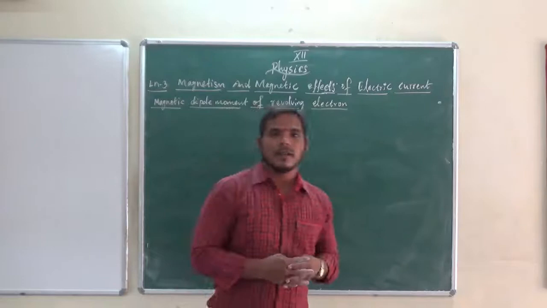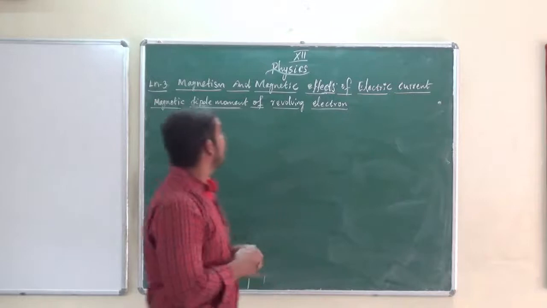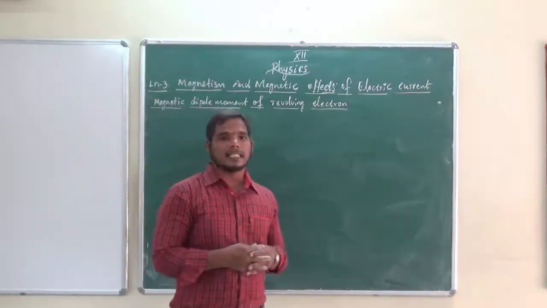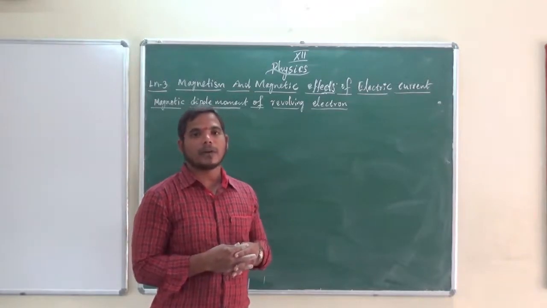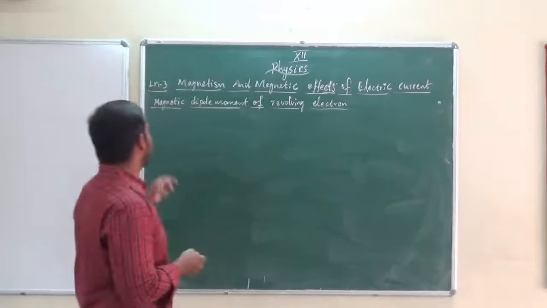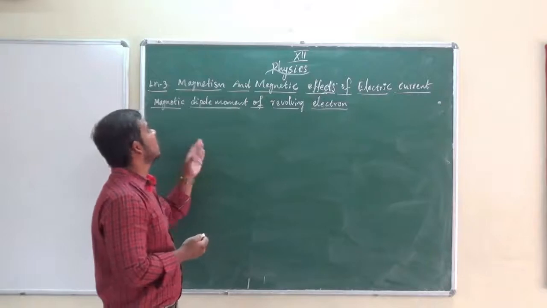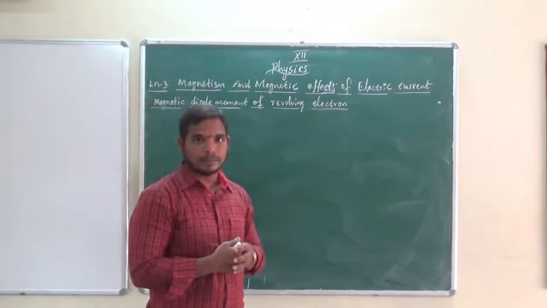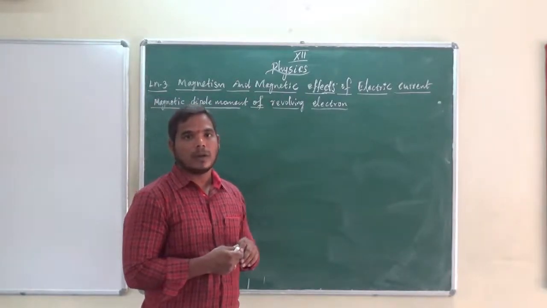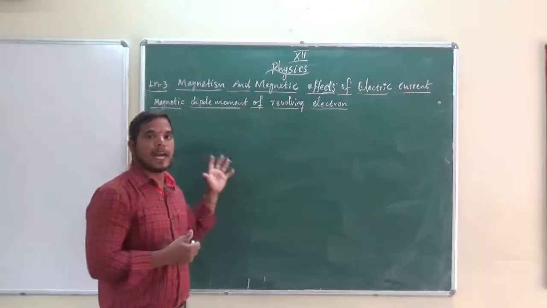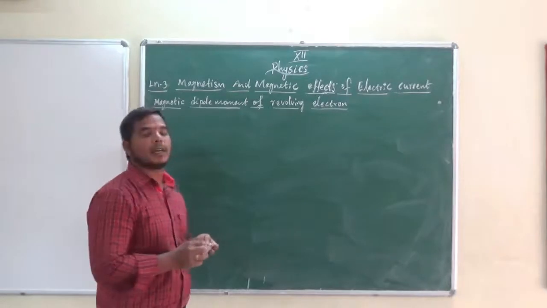Good morning students, I hope you all are good. Today we are going to discuss lesson 3, magnetism and magnetic effect of electric current. In that lesson we have discussed a number of topics. Today we are going to discuss a new topic: magnetic dipole moment of revolving electron. This is a very important 5 mark question and problem question also. So listen very carefully and take down the notes. What is our question? Magnetic dipole moment of revolving electron.